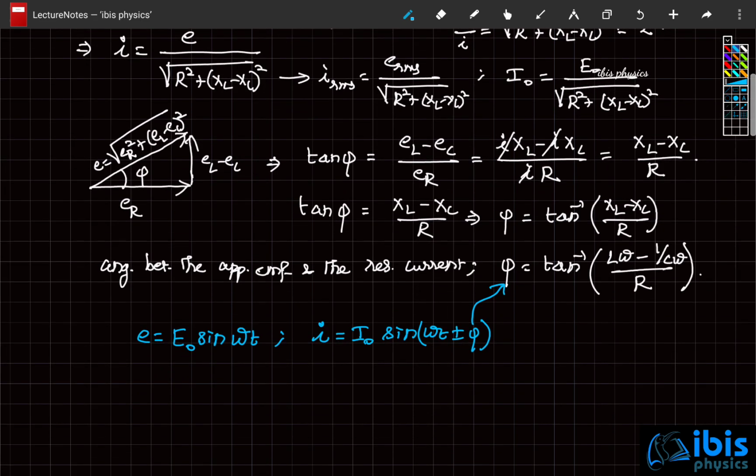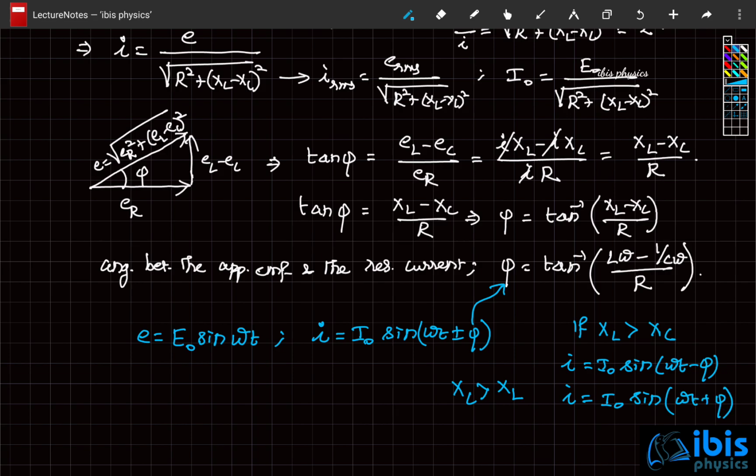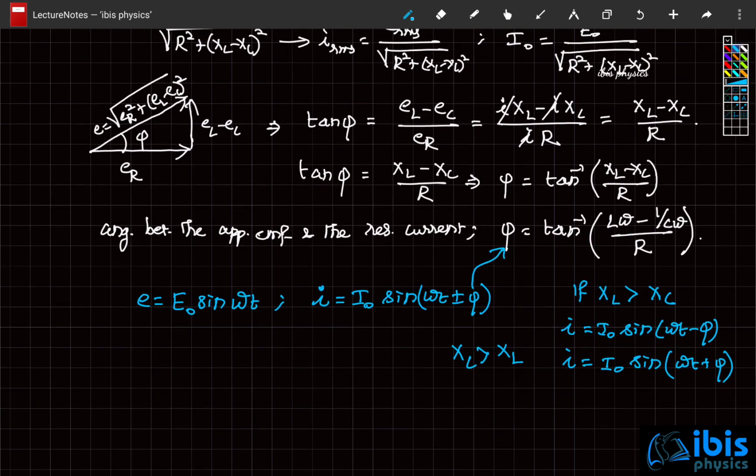If L omega is greater than this, suppose XL greater than XC, then in such case I equal to I naught sine of (omega t plus phi). When the circuit is capacitive, that means XC greater than XL, in that case I equals I naught sine of (omega t minus phi). So phi is the angle which is tan inverse of (L omega minus 1 by C omega) by R.